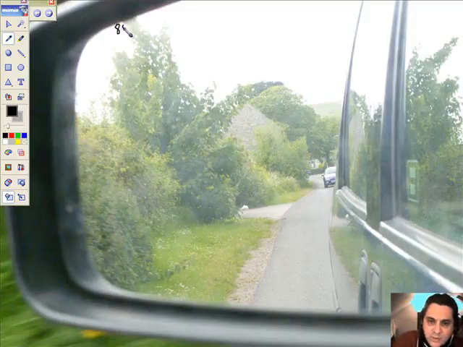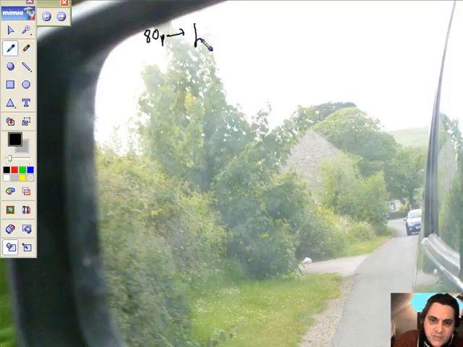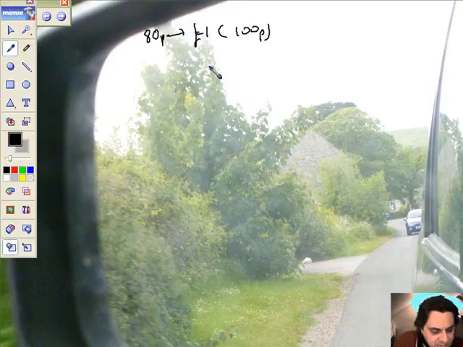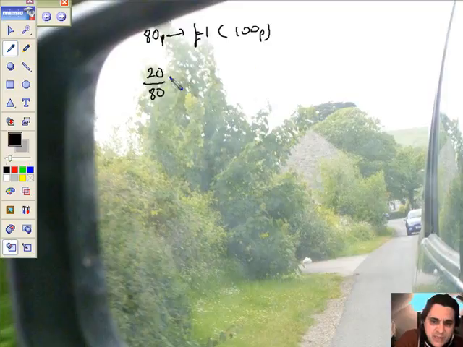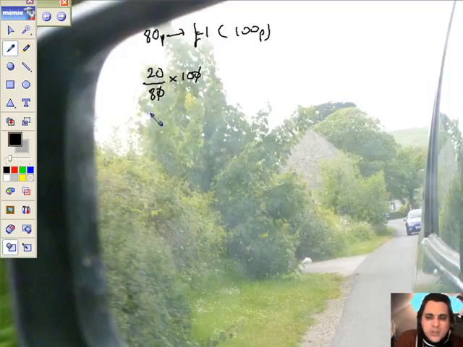So here I go. I've gone from 80p up to £1, best known as 100p. What was the percentage increase? Well, remember, it's the difference divided by the original, and I've gone up by 20p. So it's 20p out of the original 80p, and then multiply that by 100 to get into a percentage. Basic, really. 2 over 4 is a quarter.